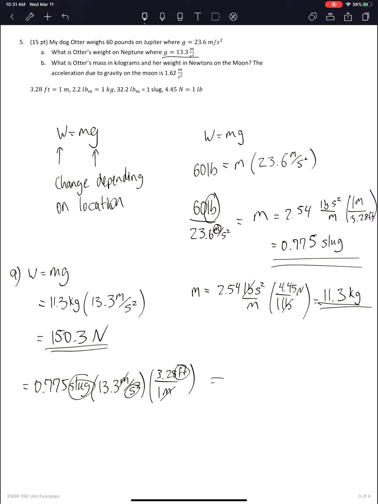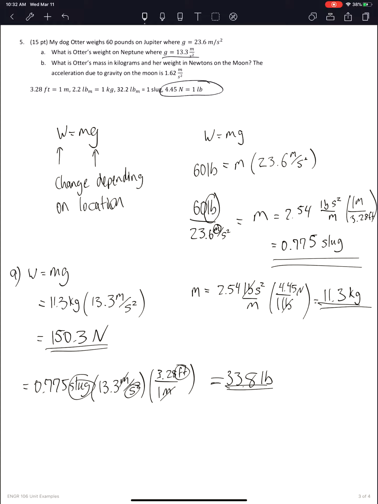If I multiply these out, 0.775 times 13.3 times 3.28 is equal to 33.8 of the standard US unit for force, which is the pound. And it's true. 33.8 pounds is equal to 150.3 newtons. Don't believe me? Use this to check. Cool. Anyway, these are both acceptable answers for part A.